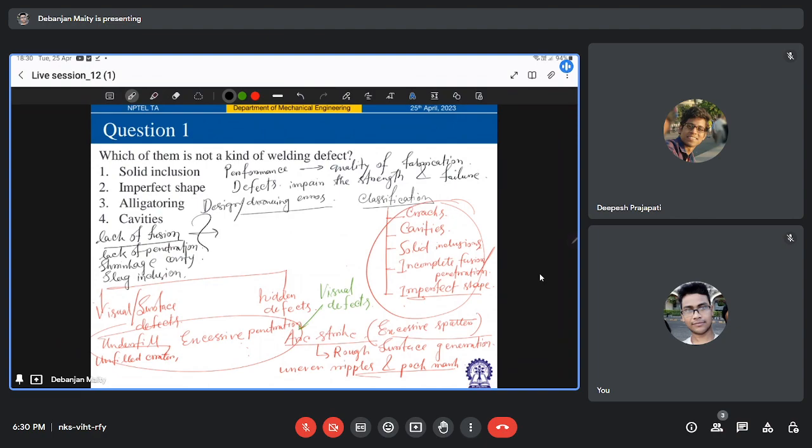So these are coming under hidden or subsurface defects, right? And then you can have some coarse microstructure that also you cannot see with the naked eye, right? So that is also a defect. And coarse microstructure is one of the defects which, as I was saying, can be hidden in nature, right?